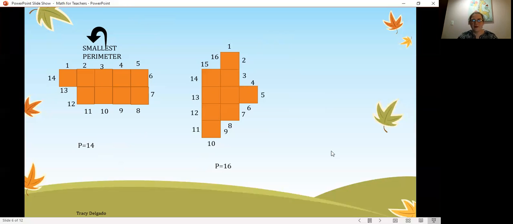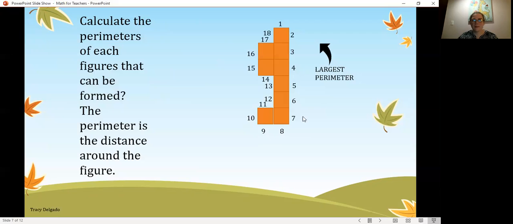And to fulfill our requirement, this one is our smallest perimeter at 14, and on the previous page was 18, which would be our greatest perimeter. And I'll point out again the perimeter formula: P equals 2 times the length plus the width.